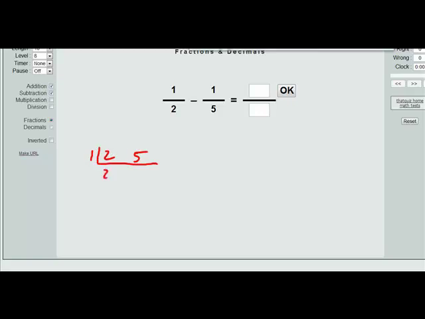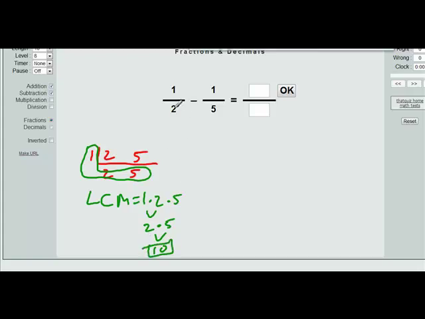So 2 divided by 1 is 2. 5 divided by 1 is 5. And once again, we find our LCM by multiplying down the L. So the LCM equals 1 times 2 times 5. And 1 times 2 is 2. 2 times 5 is 10. So our LCM is going to be 10. So that means we need to change these fractions into something over 10. So we have 1/2. We're going to change that into a fraction over 10. We have 1/5. We're going to change that into a fraction over 10.